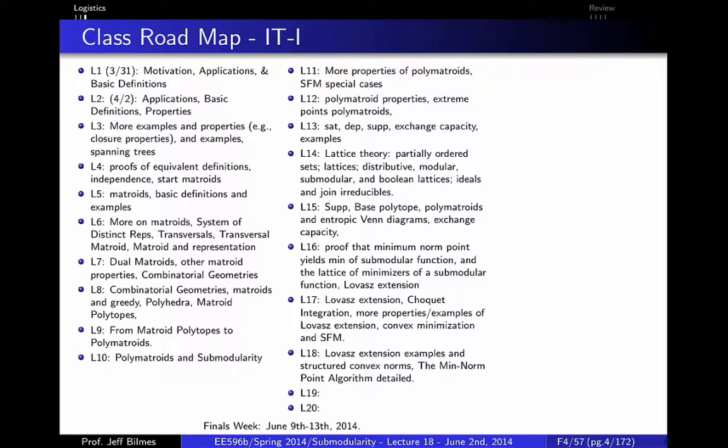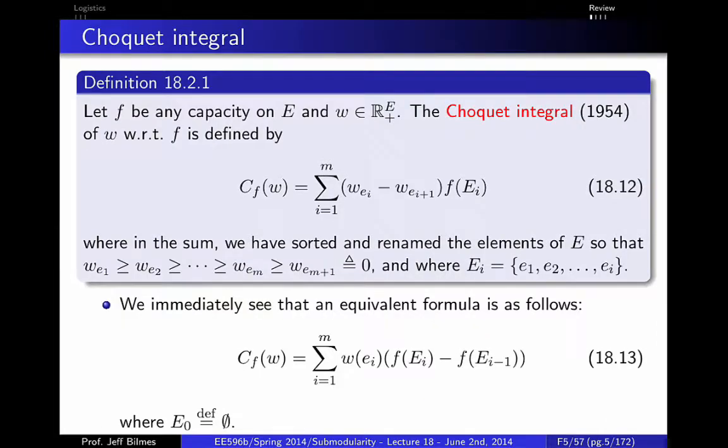There's the usual thing. So basically we're down here. We're in lecture 18. The minimum norm point algorithm detailed. But first what we're going to do is we're going to finish up a couple of additional examples of the Lovász extension because there are some relevancies there. So let's just get right to it and do some review.